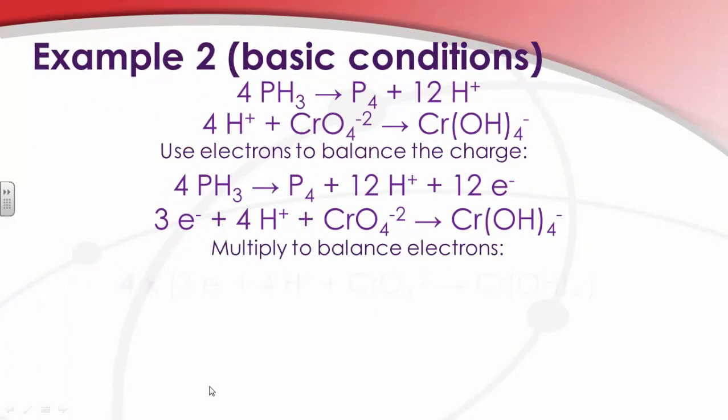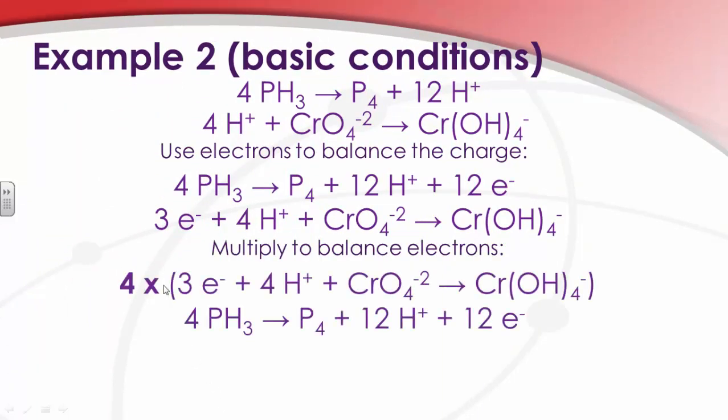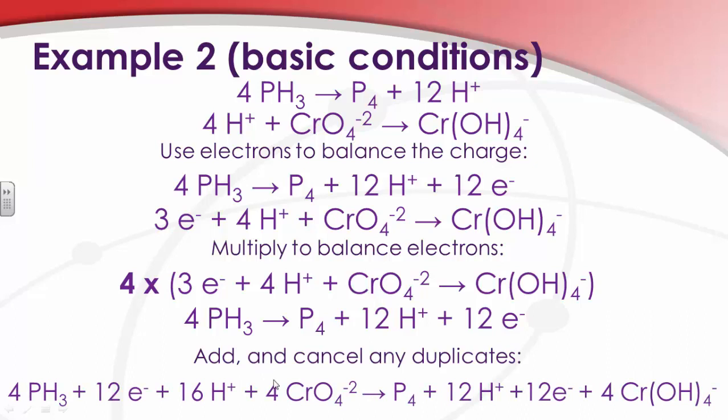Next step, for every electron we lose, we have to gain. And so we have to balance those electrons. 12 electrons here, 3 electrons here, multiplied by 4. Okay, so with that multiplied by 4, we can add these together and cancel any duplications. Of course, we know that the electrons are going to be balanced, and so they need to be canceled out for the overall equation. We also see some protons we can cancel, so we can subtract 12 protons from here and leave only 4 protons here. There we go.